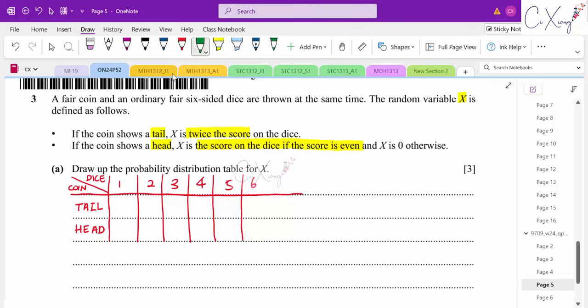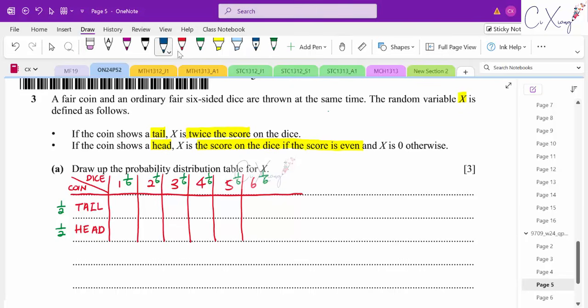Okay, since the coin and also the dice are fair, that means the probability of tail should be 1/2 and head should be 1/2. And the probability for each number here should be 1/6 because it is a fair dice. Alright, so you should know about this first. Then after that, we try to list out the possible results.